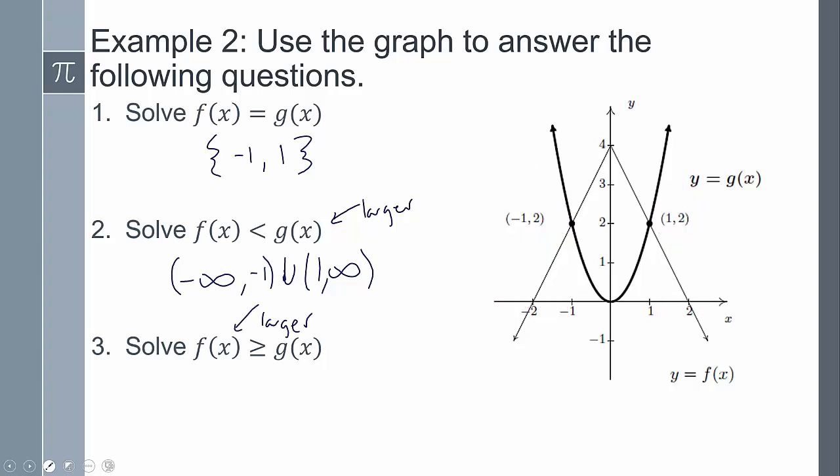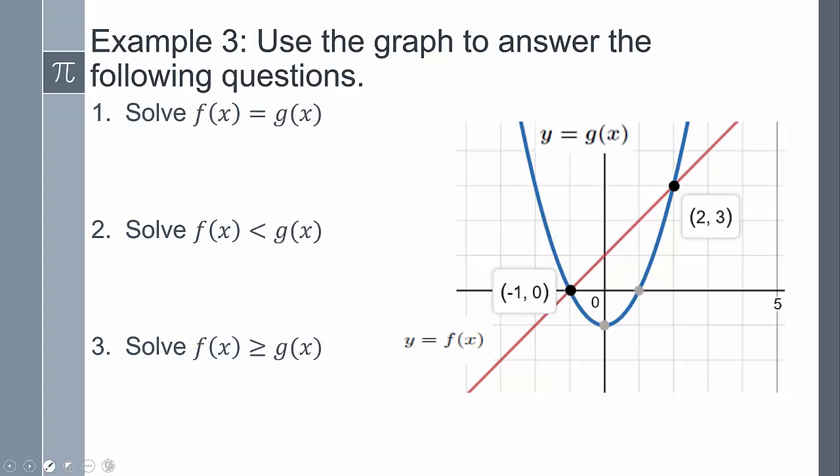So now let's look at number 3. This one says f of x is greater than or equal to g of x. So now my f function, we're looking to where that is larger. If we're looking here, my f function is larger. Because it could equal, it's going to be a solid circle. And everywhere in between is where my f function is higher than my g function. And so that's going to be from -1 to 1.